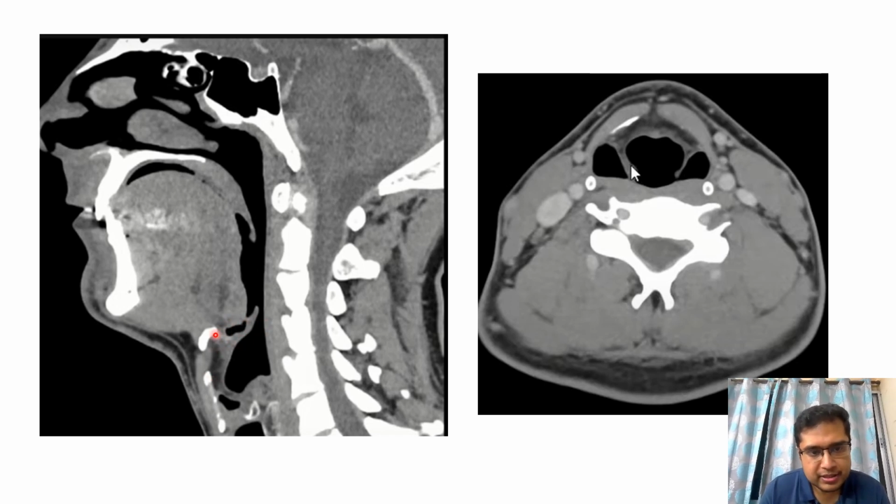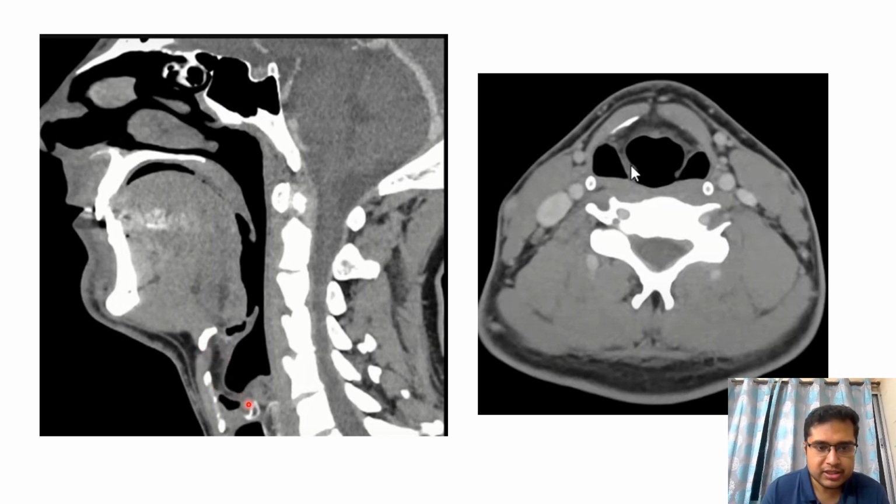There is another space here which is filled with fat, homogeneously hypodense fat, that is the pre-epiglottic space. We'll come to the importance of all these spaces later on when we discuss the staging of the laryngeal carcinoma. But for now, you should at least be able to understand how these spaces look on imaging. So this is the vallecula, this is the epiglottis, the glossoepiglottic fold, and this is the pre-epiglottic space containing fat.